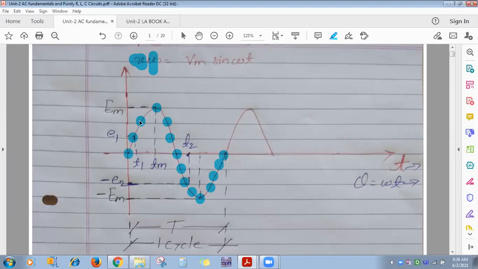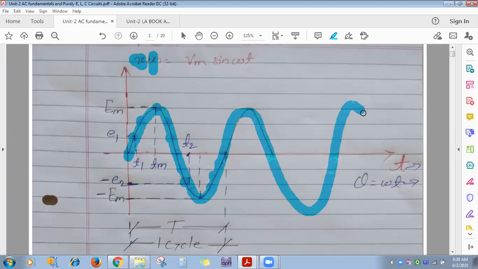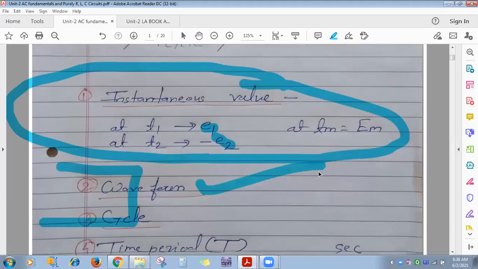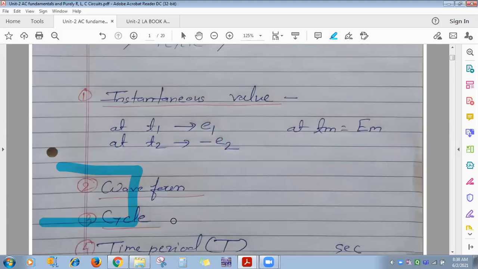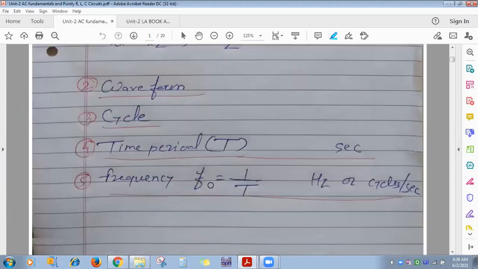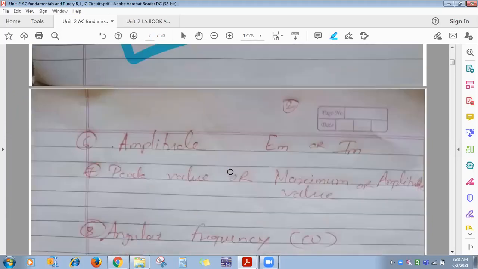Now plot these instantaneous values like this at every time interval, and join them together. If you join all these instantaneous values together, whatever you get is called the waveform. So cycle we have seen, time period we have seen, and frequency I explained to you.